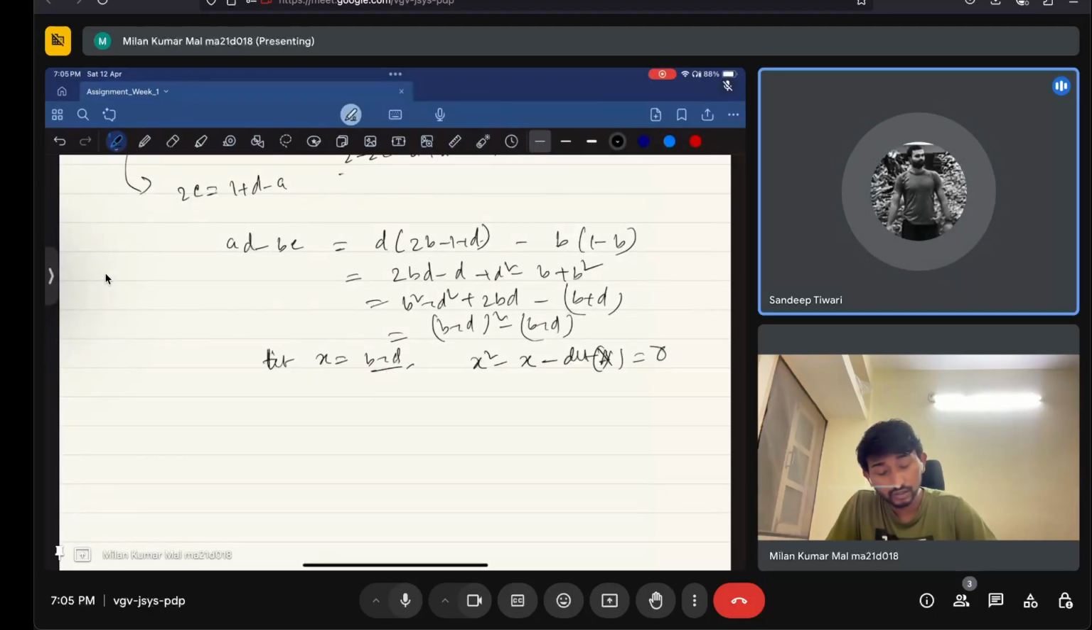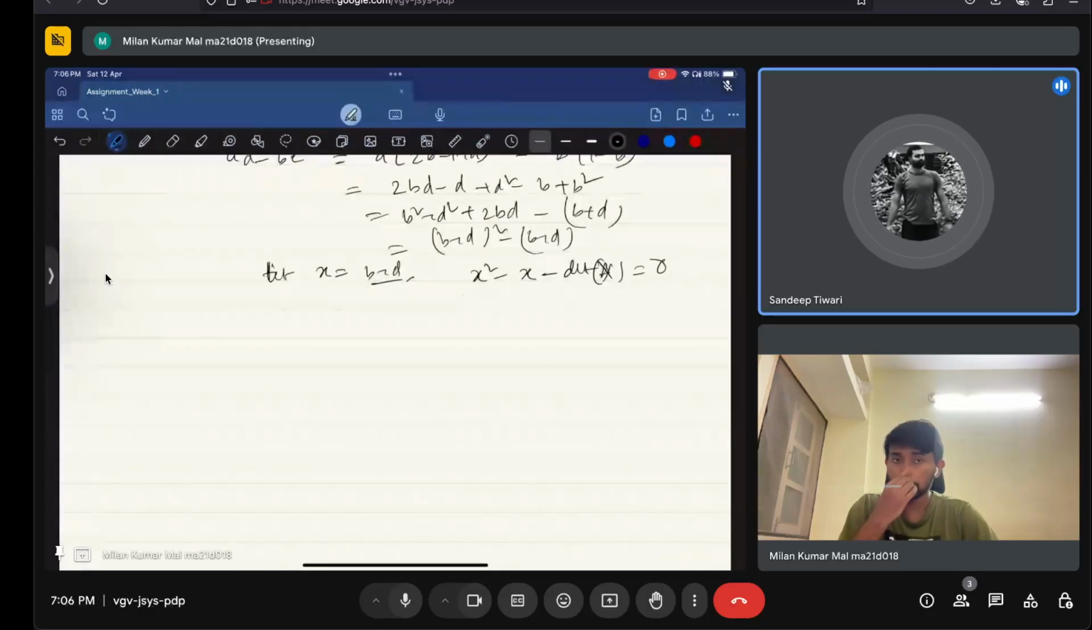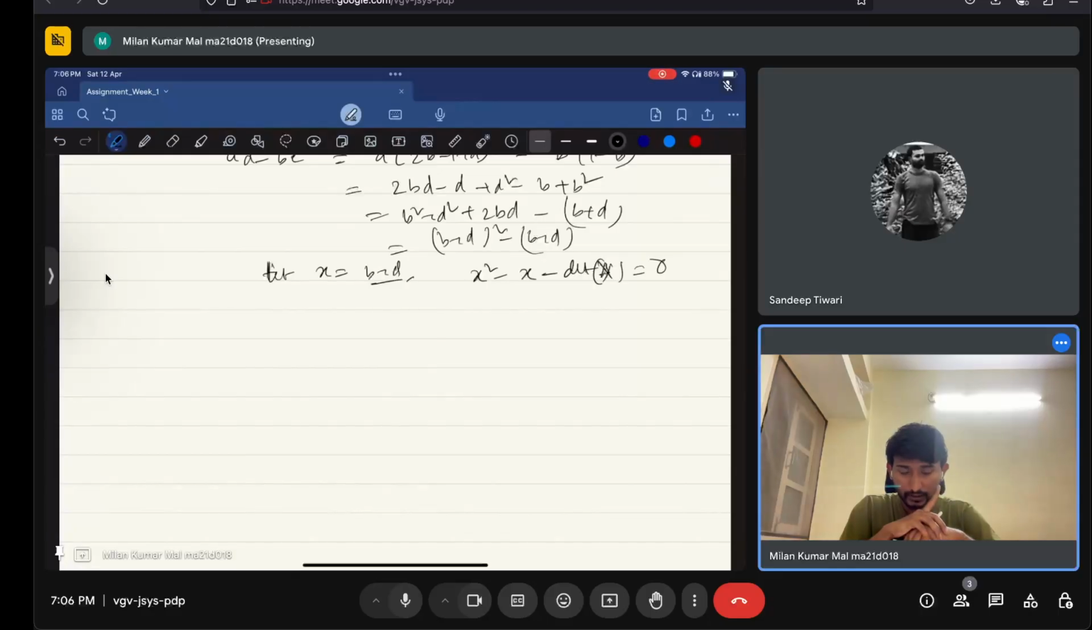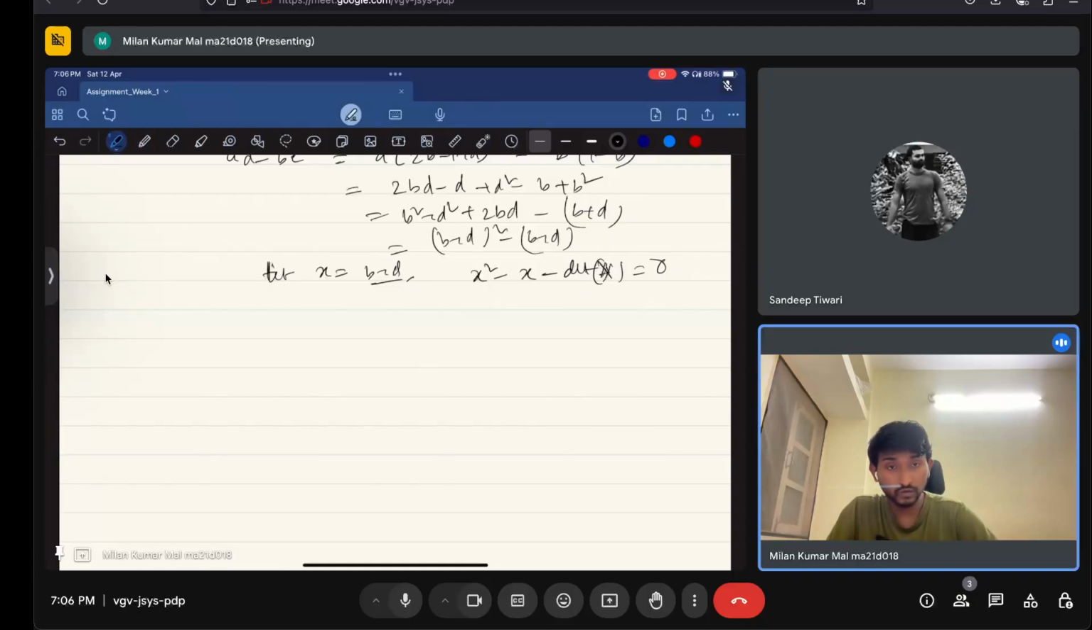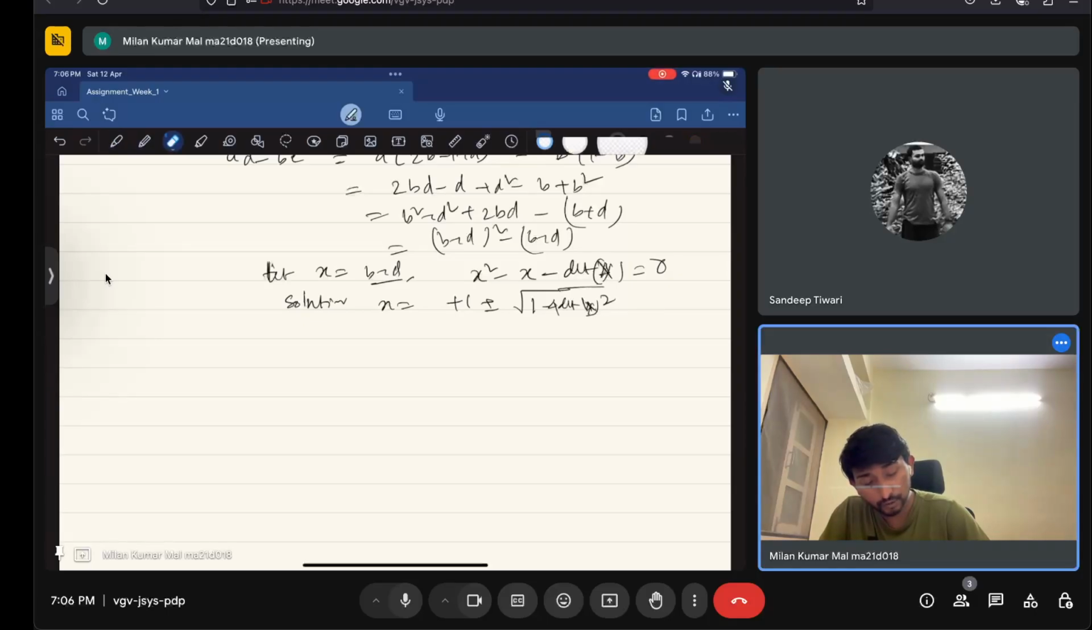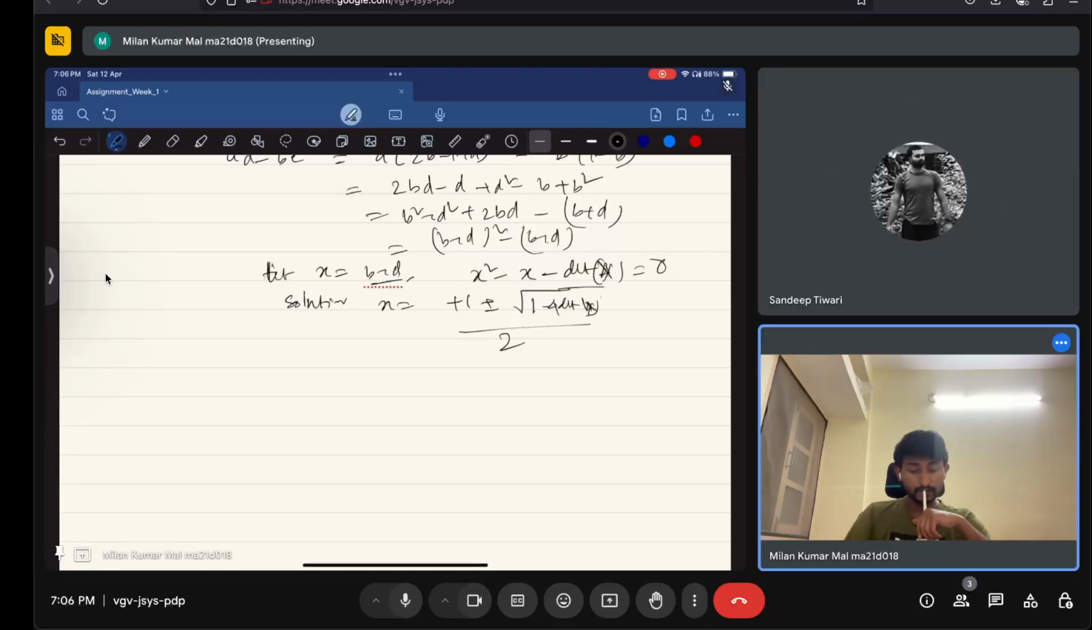So now we have to find solutions of this such that the solution is an integer. So the solution will be x equals minus b plus or minus the root of b squared, that is 1, minus 4 times determinant of x, all over 2a.